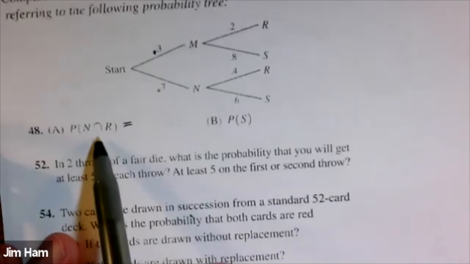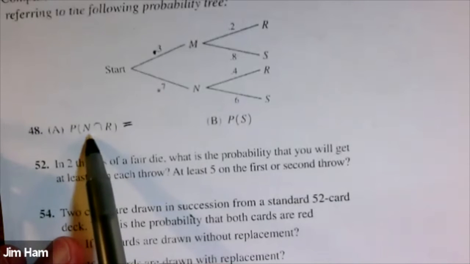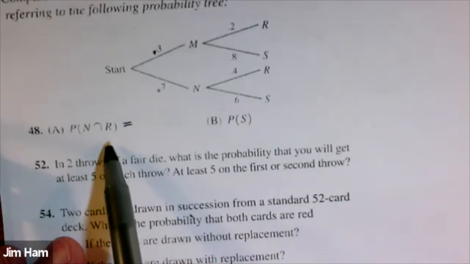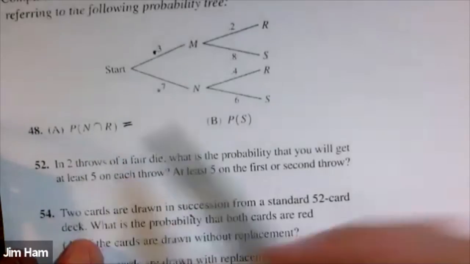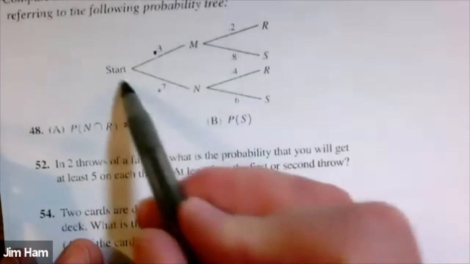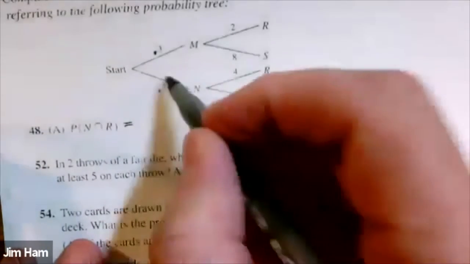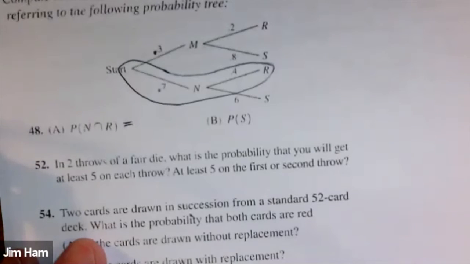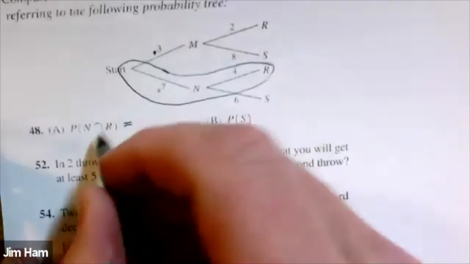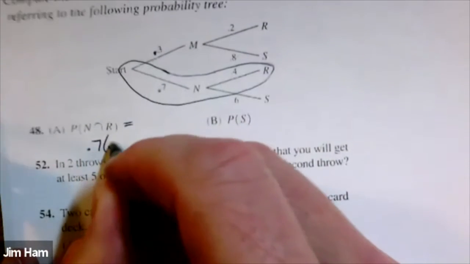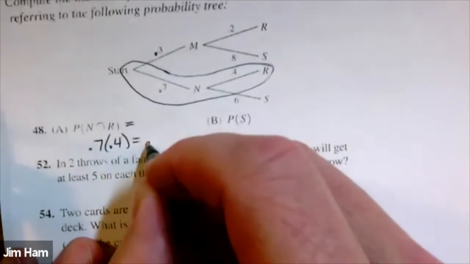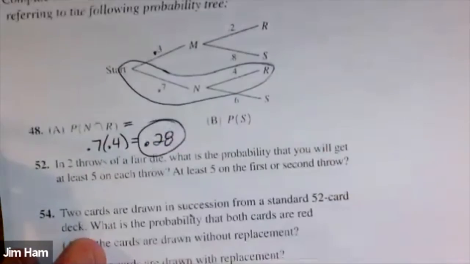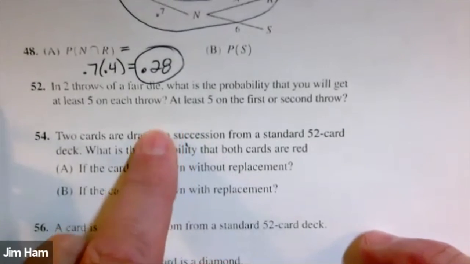Okay, what about this one here? Probability of N intersect R. So let's follow the path. Here's N, and here's R. So we're going to follow the path, and we're going to go this way. This works no matter if the events are independent or not. So we're just going to take the 0.7 and multiply by the 0.4, and that's going to give us 0.28, and there's your answer. All right, let's check out number 52.